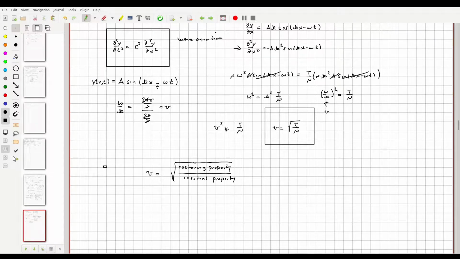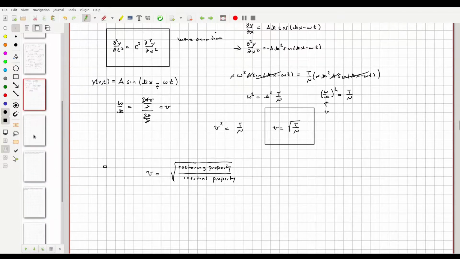So, for example, in the case of a string, tension is the thing that's attempting to restore it. It's the force that's creating the tautness, if you will. And the inertial property is the mass. Remember, mass is basically analogous to inertia. Okay. So let's take a look at some examples here.